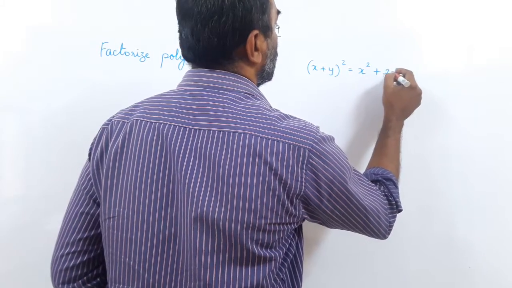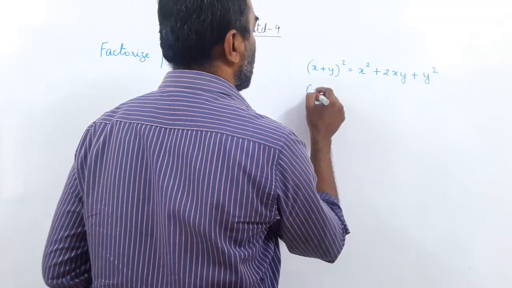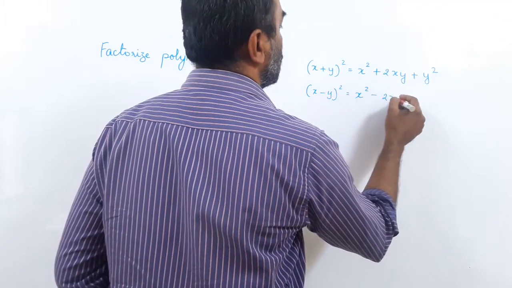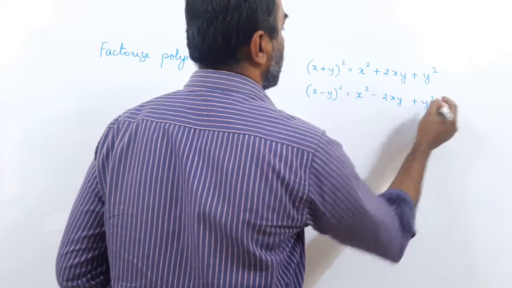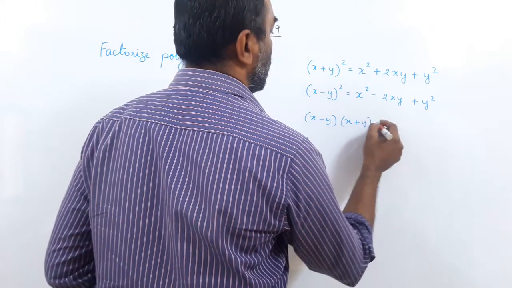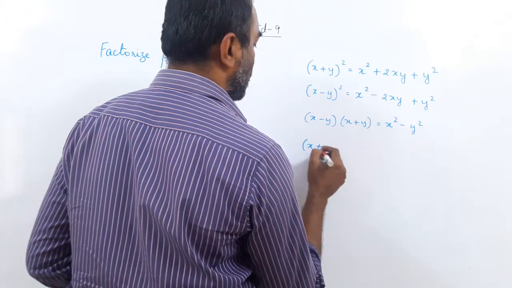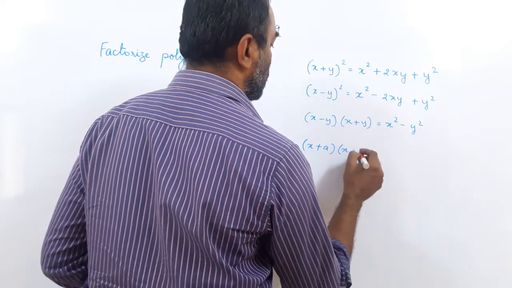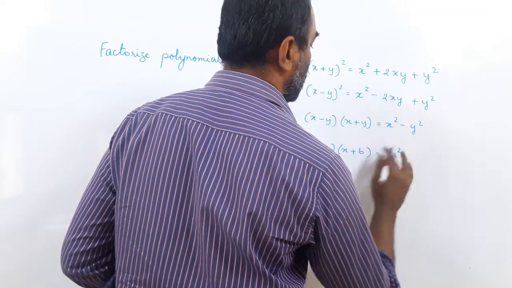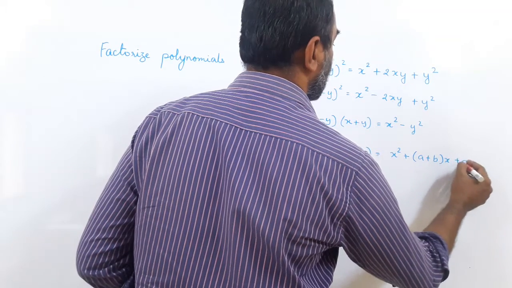Okay, x plus y the whole square is x square plus 2xy plus y square. x minus y the whole square is x square minus 2xy plus y square. x minus y into x plus y is x square minus y square. x plus a into x plus b is x square plus (a plus b)x plus ab.